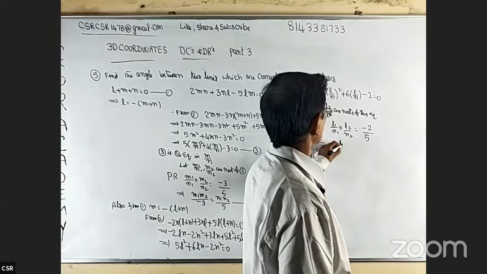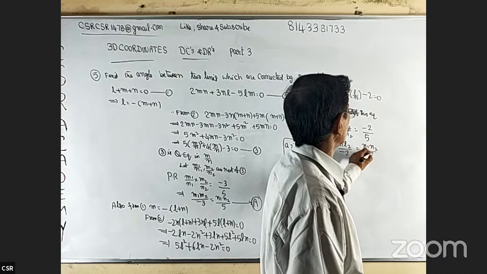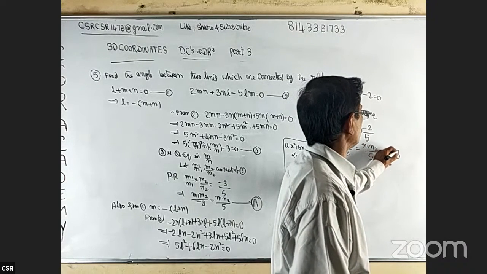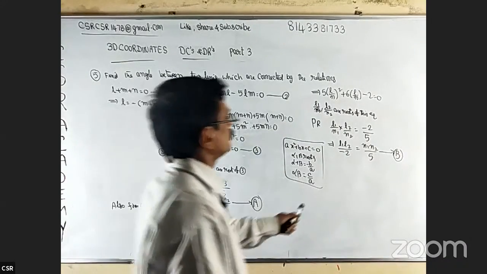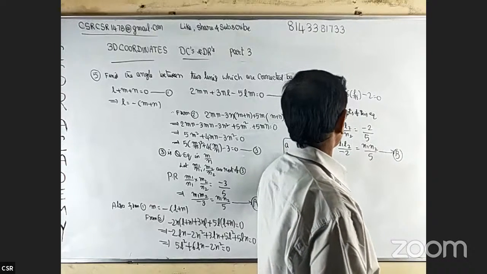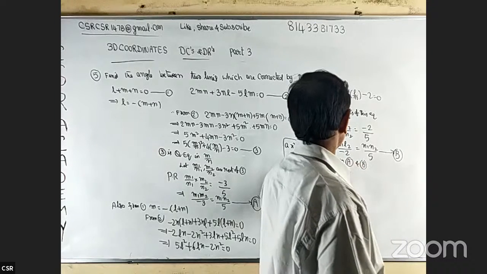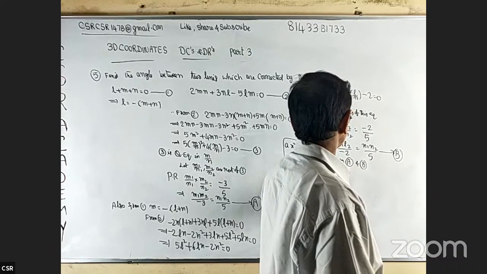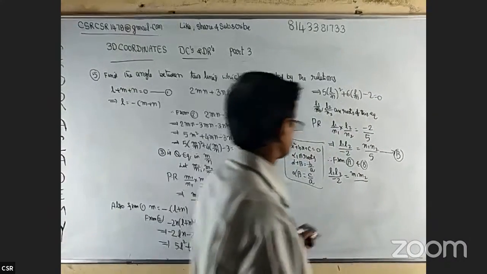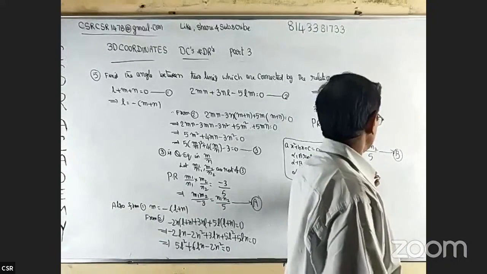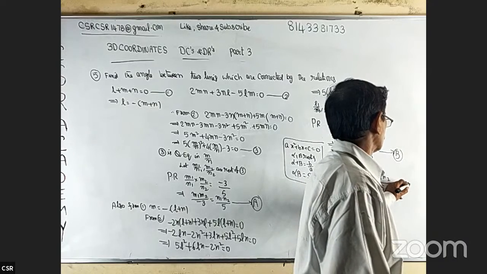This implies l1 l2 by minus 2 is equal to n1 n2 by 5. This is B. In A also n1 n2 by 5, here also n1 n2 by 5. Therefore, from A and B, l1 l2 by minus 2, m1 m2 by minus 3 is equal to n1 n2 by 5. We take this as k, say.